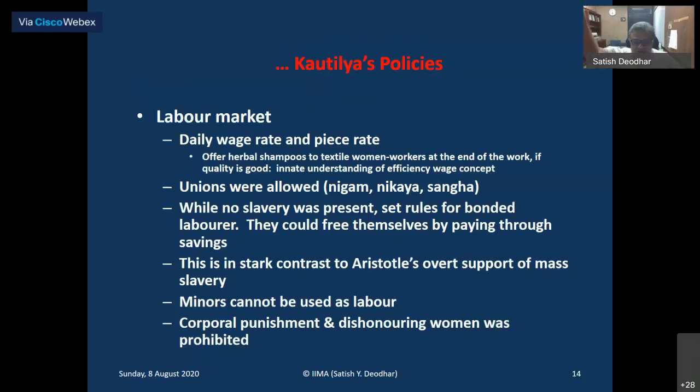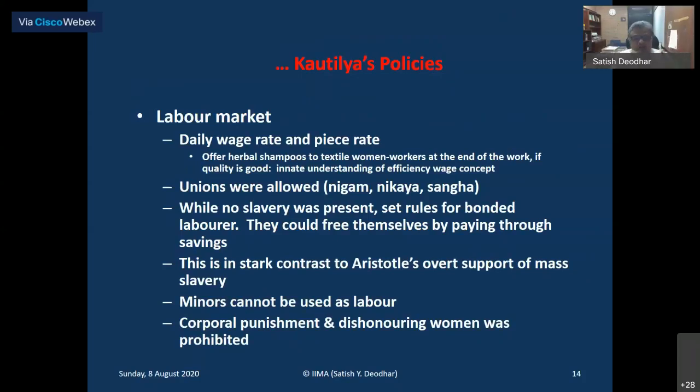You keep a carrot at the end. So you may pay a piece rate or a daily wage rate. However, if good work is done, if the quality is good, you give them something additional at the end of the day or at the end of the whole project. So this is an understanding of efficiency wage. Kautilya may not have talked about these things in so many formal terms, but this is the innate idea he had in mind.